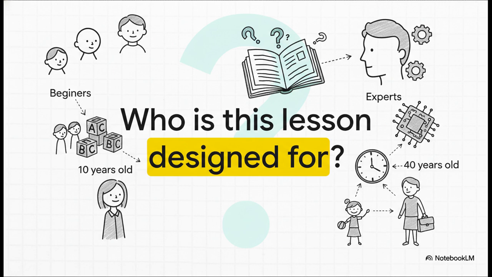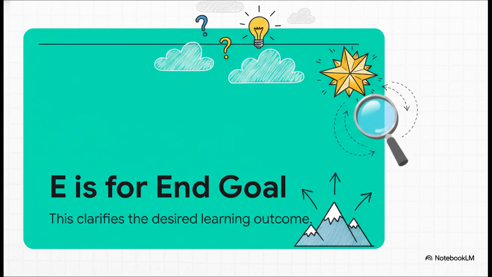And then we have E for end goal. Honestly, this might be the most powerful letter in the entire framework. It forces you to think like all great teachers do and begin with the end in mind. It clearly defines the why behind the entire lesson.